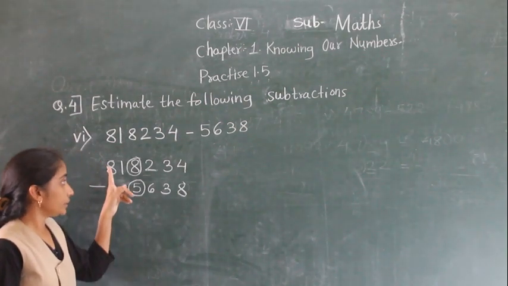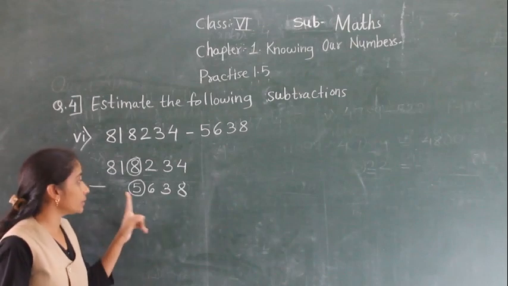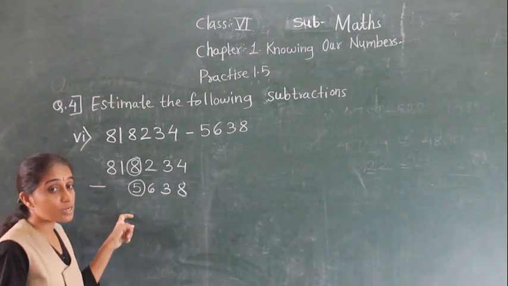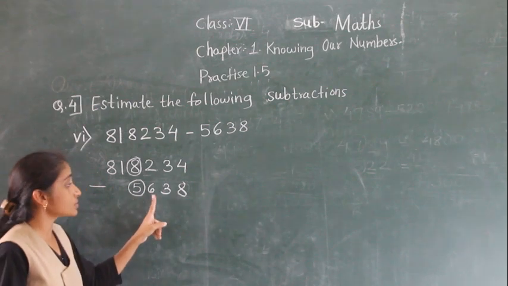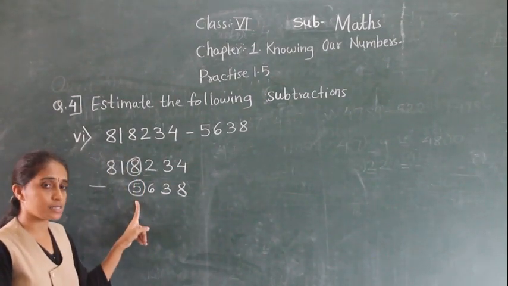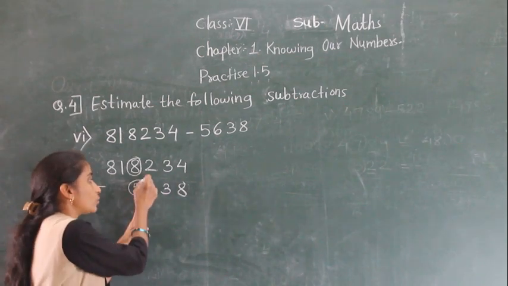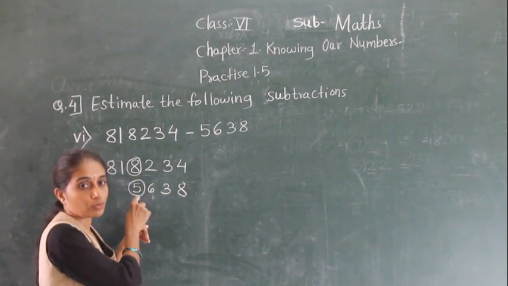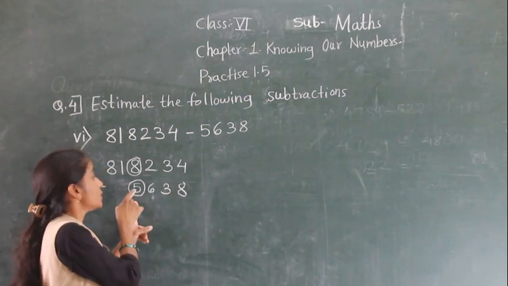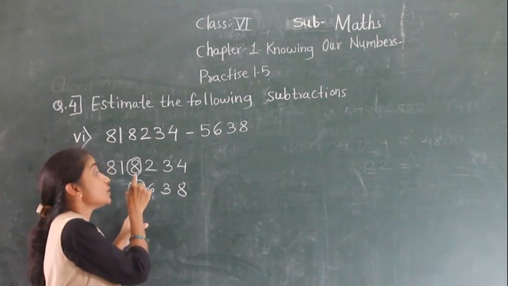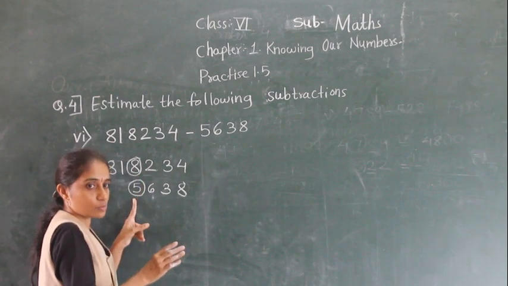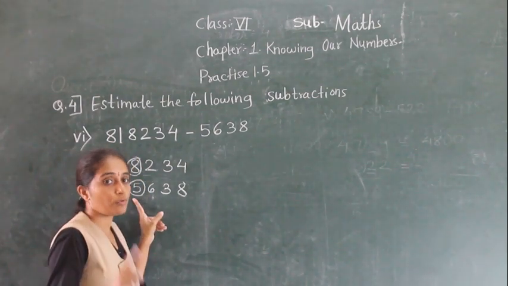Listen again. In both the numbers, which is the smaller number? 5,638 is the smaller number. Yes, smaller number, highest place, thousands place. So we are going to round off thousands place, because smaller number, highest place we have to take for rounding. So for both the numbers, we are going to round off thousands place.